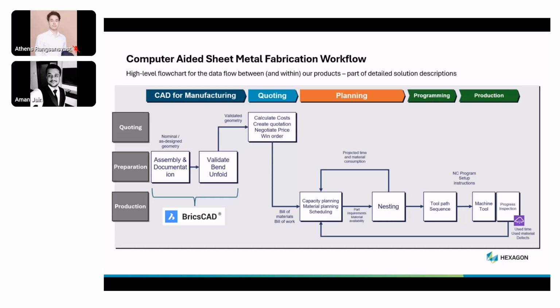Finally, the production phase involves the machine tool execution of the NC programs generated earlier, with ongoing progress inspection. The feedback loop ensures that any issues, defects, used time, and material are recorded and managed, optimizing the overall manufacturing process. In summary, BricsCAD is quite integral at the early stages of sheet metal fabrication workflow, particularly in preparing and validating the design geometry, which ensures accuracy and efficiency throughout the subsequent manufacturing stages.